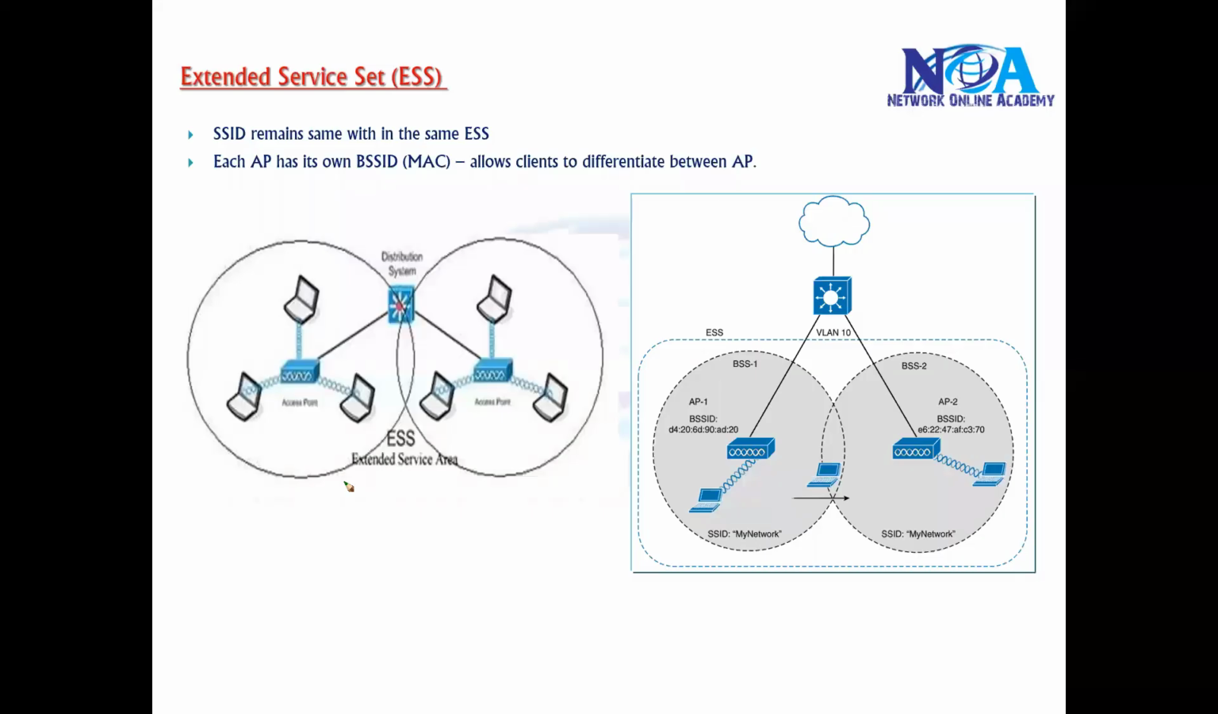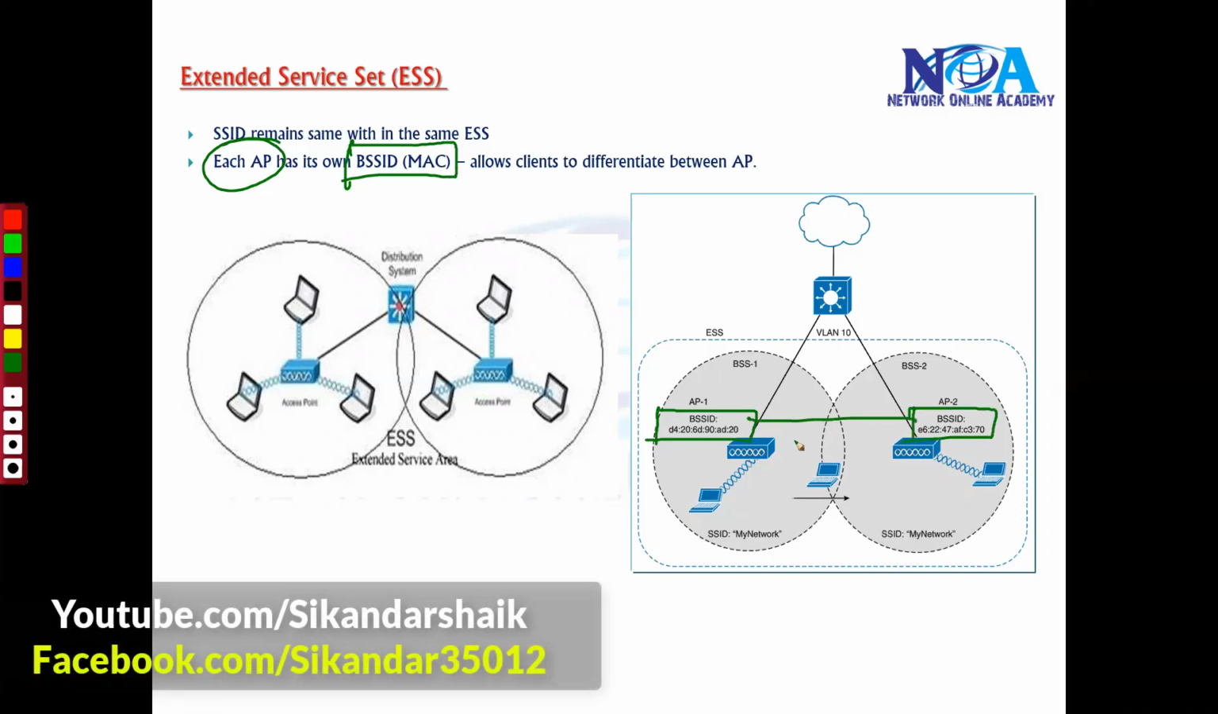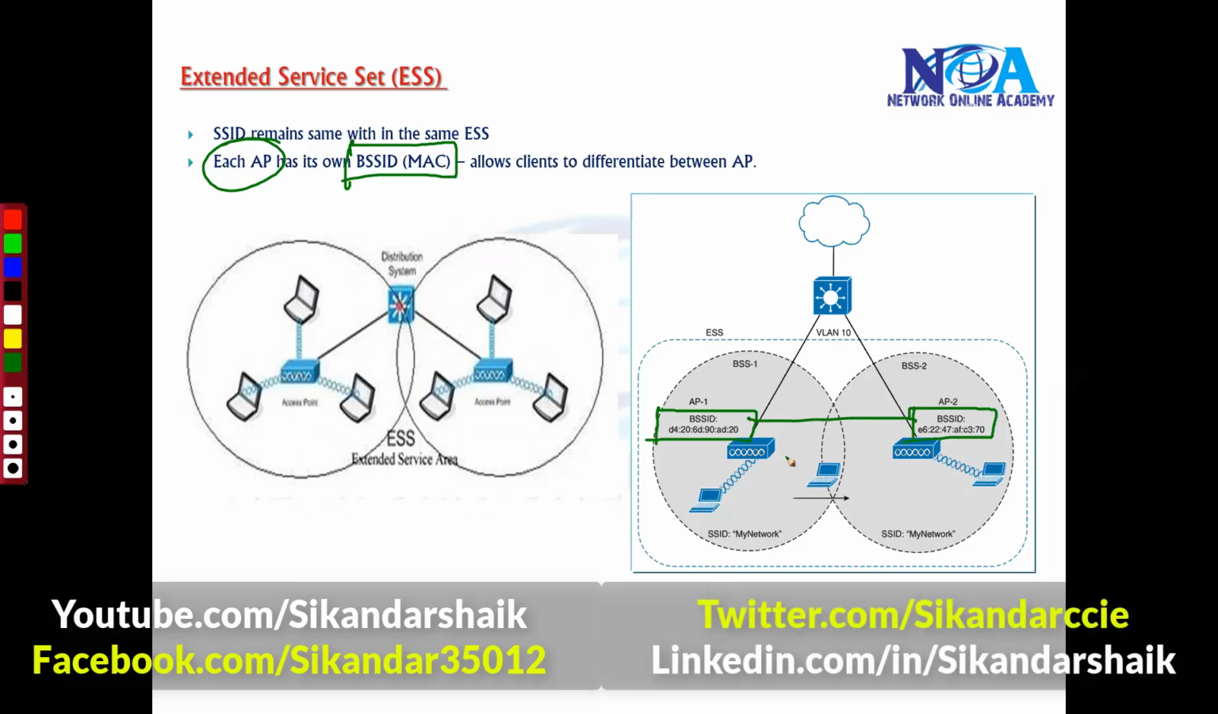Now one last thing is every access point. When we are using multiple access points, each access point is identified by its own MAC address, and technically we call this the basic SSID, or BSSID. That is going to be used to identify the access point to which the client is connected, so that it can be differentiated.